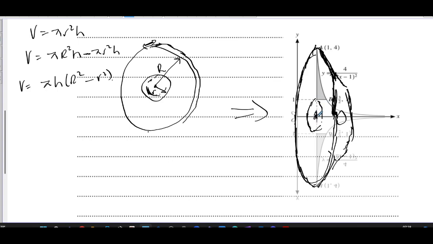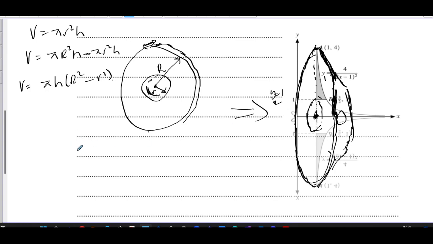Okay, if you think about the outer cylinder, the radius is basically the y value of this function here. So let's call that function y1. And the small r would be the y value of this function. Let's call this line y equals 1. So let's call that y2.